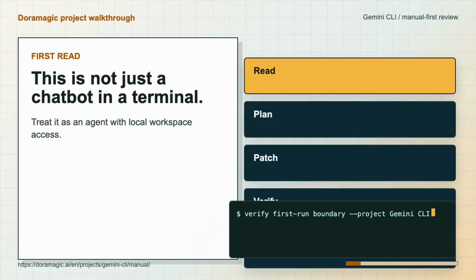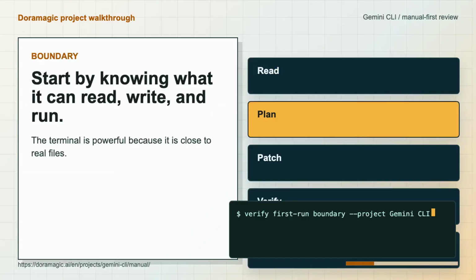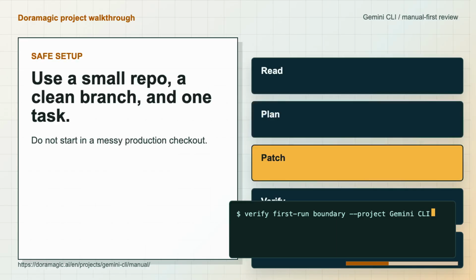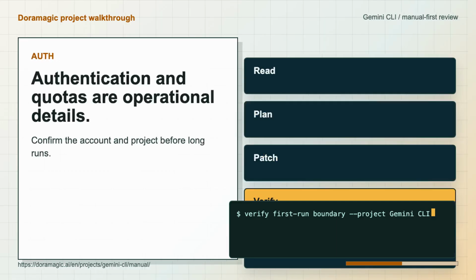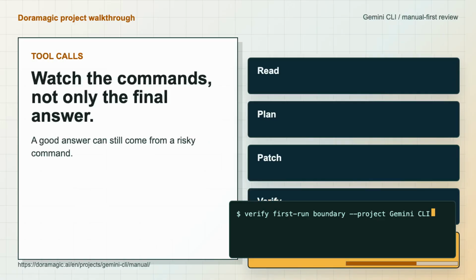Gemini CLI is easy to underestimate because the surface is familiar, a prompt in a terminal. But the important thing is not the prompt. The important thing is proximity. A terminal agent sits near your files, your package manager, your test commands, and sometimes your credentials. The Doramagic way to read this project is to start with boundaries.